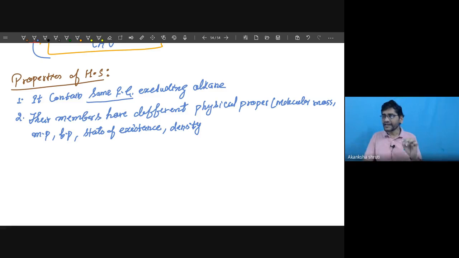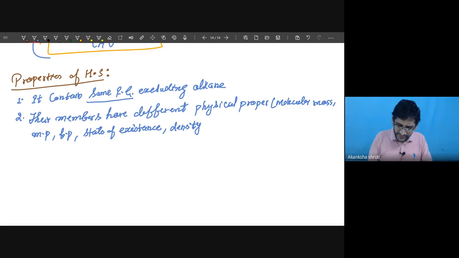Students, containing carbon-carbon single bond only, that itself gives one property. That is also a functional group, but functional group is not defined that way. Functional group is defined from the alkene, which has the double bond, or alkyne, or the atom or group of atoms, these things.